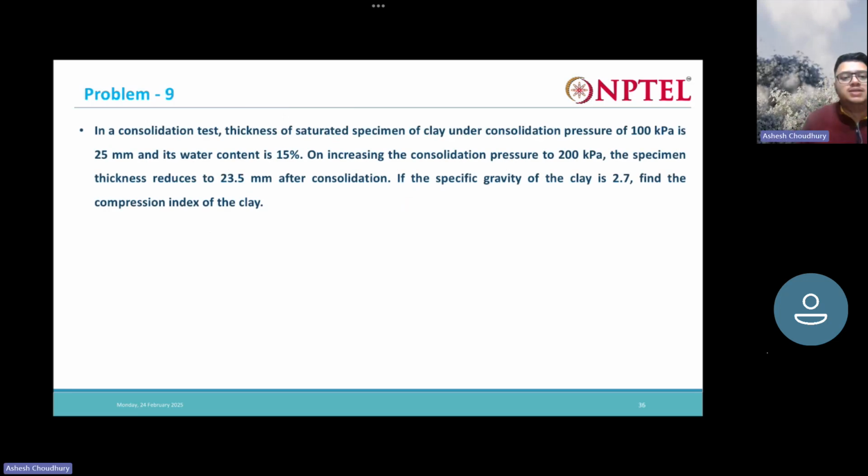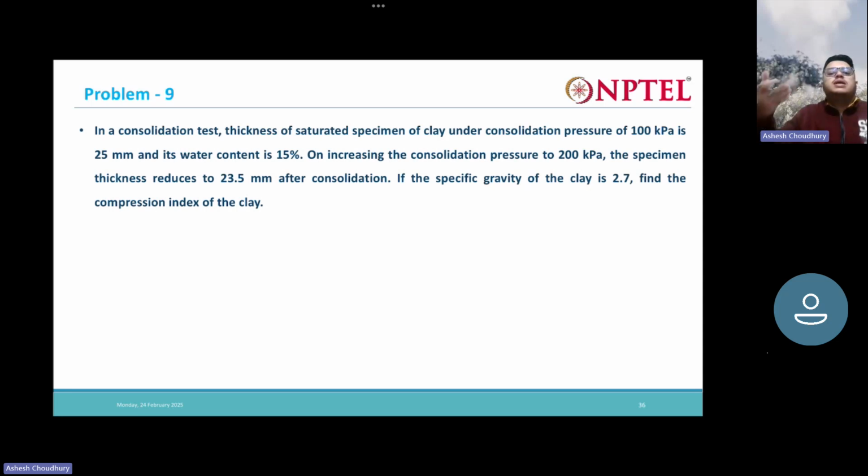So in a consolidation test, the thickness of a saturated specimen of clay under a consolidation pressure of 100 kPa is 25 mm and its water content is 15%. Let us understand slowly what is given. How do we do the consolidation test? During the test, the thickness of the specimen is 25 mm at a pressure of 100 kPa, and the water content is 15%.